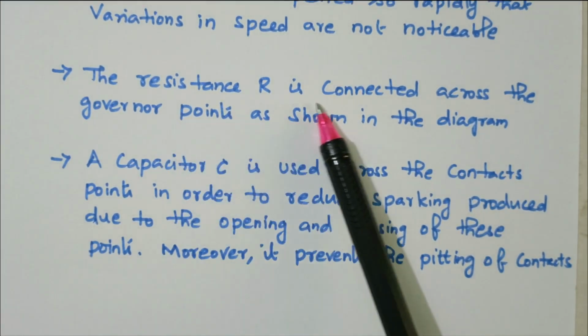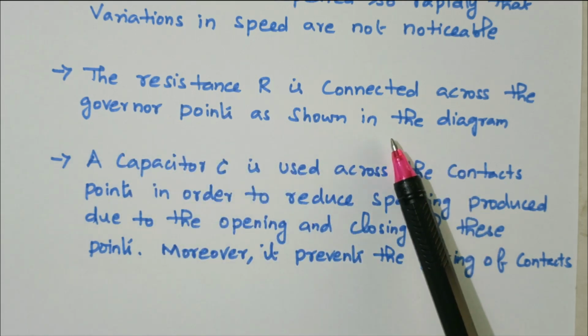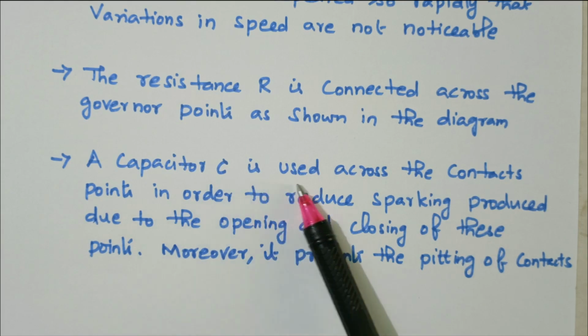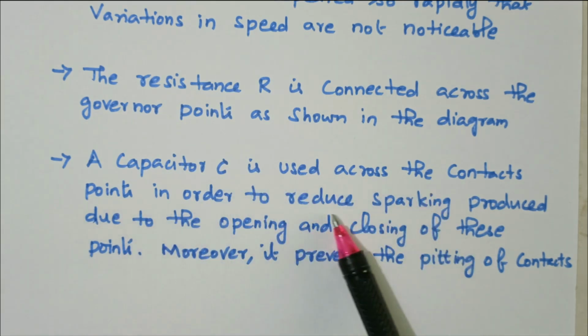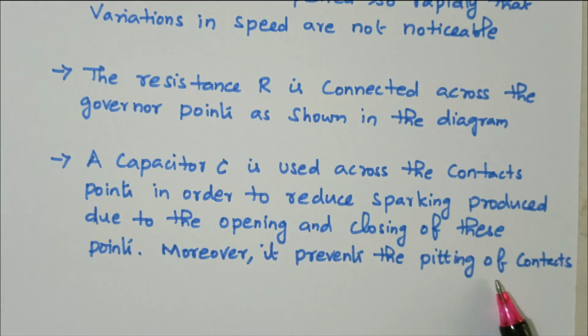The resistance R is connected across the governor points as shown in the diagram, which we'll discuss in the diagram. A capacitor C is used across the contact points in order to reduce the sparking produced due to opening and closing of the points. Moreover, it prevents the pitting of contacts. So in this method, a centrifugal mechanism is used. With that, a resistor and capacitor are connected. The capacitor reduces the sparking. The resistor is used to control the flow of current to the field winding.